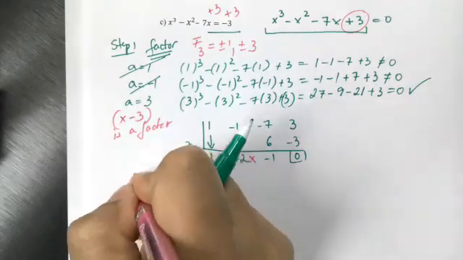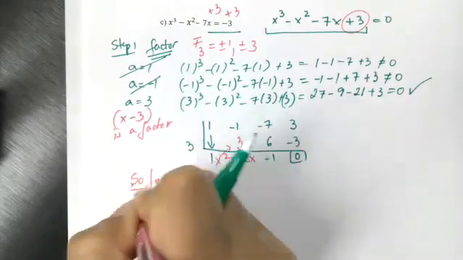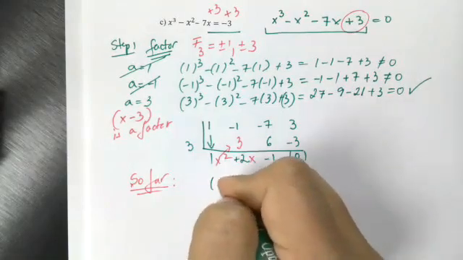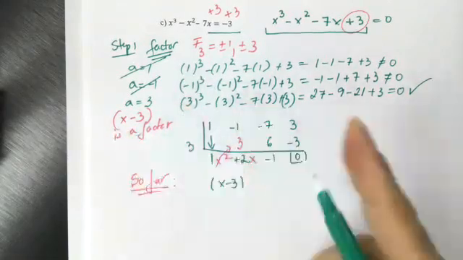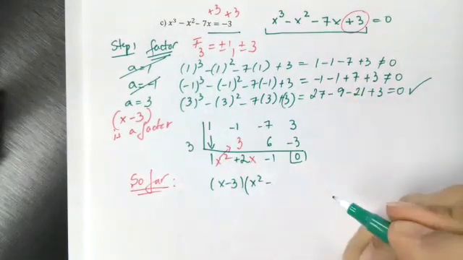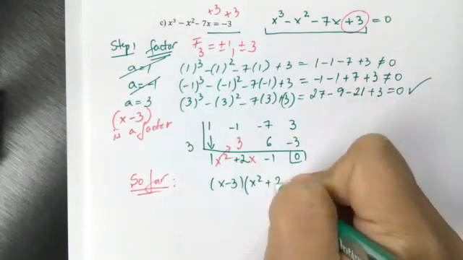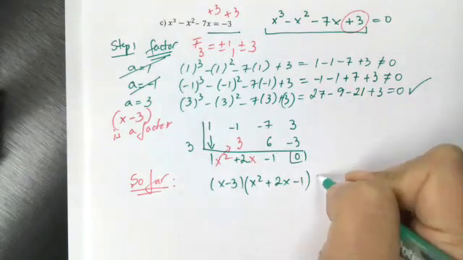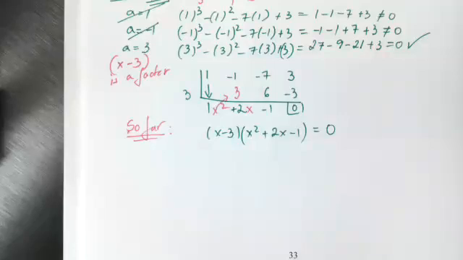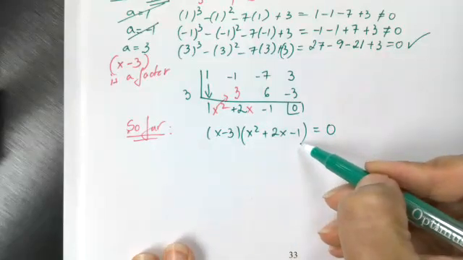So far, we have our equation looking like this: x minus 3 from here, and then x squared plus 2x minus 1 equal to 0. That's our equation. Can we factor this quadratic?